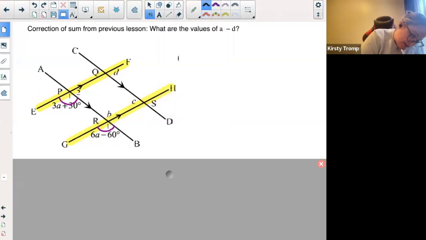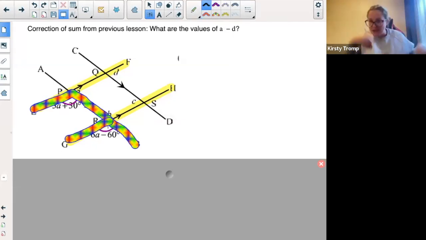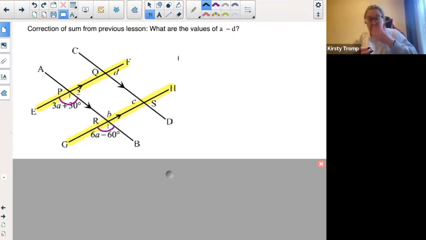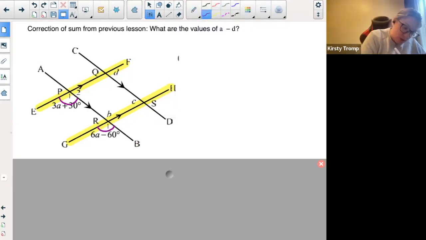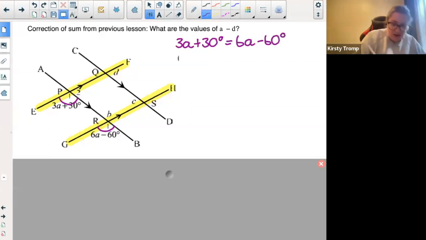Okay, here is my letter F. It's like a backwards letter F. All right, so the letter F represents corresponding angles. And what do we know about corresponding angles, grade 9s? We know that corresponding angles are equal. So that means that I can say 3A plus 30 degrees is equal to 6A minus 60 degrees.